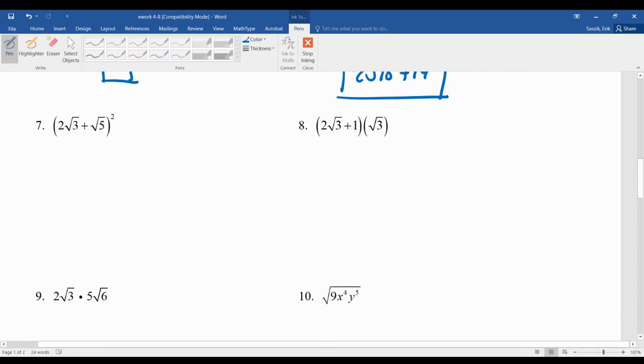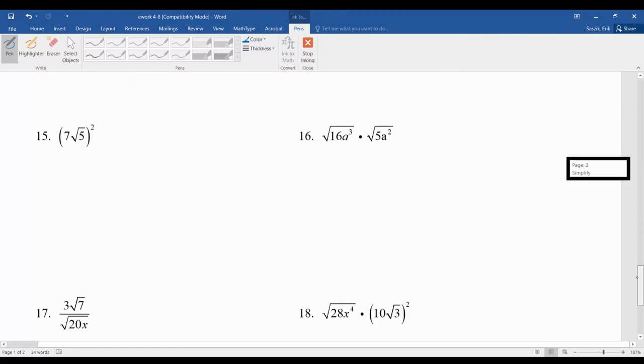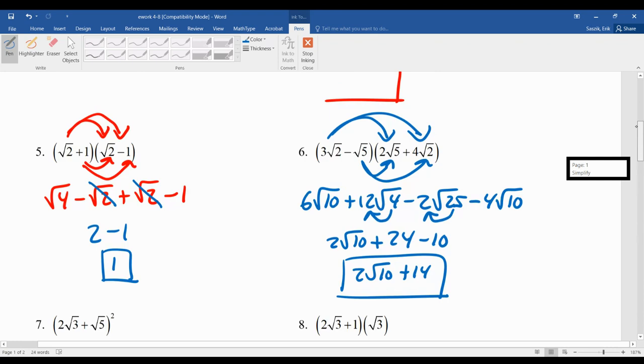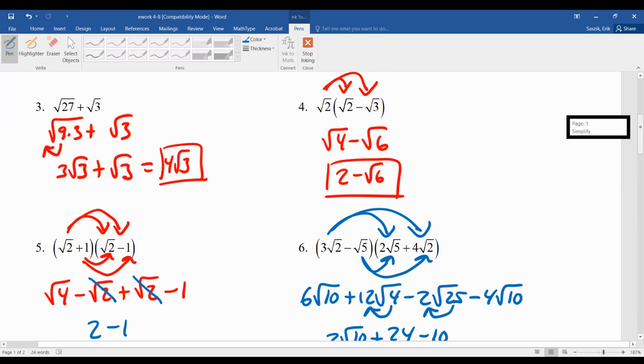Let me just check something here. Okay, I thought I had changed that, but maybe not.